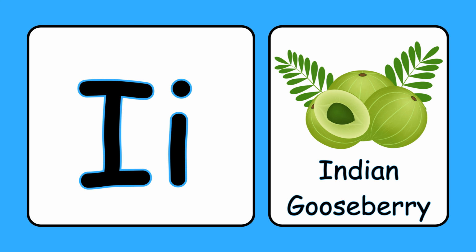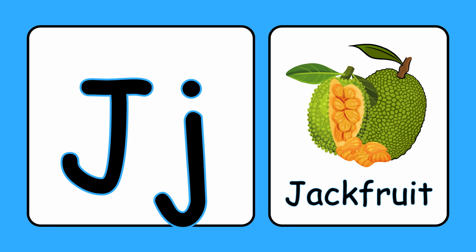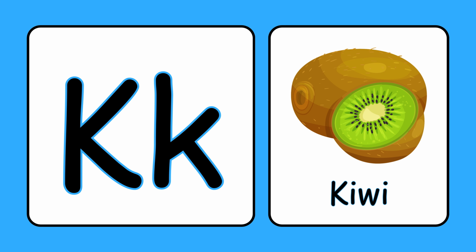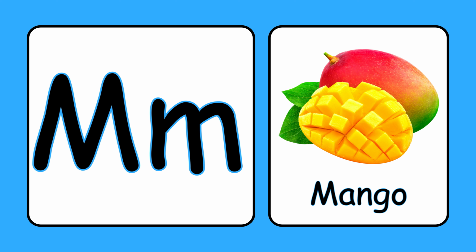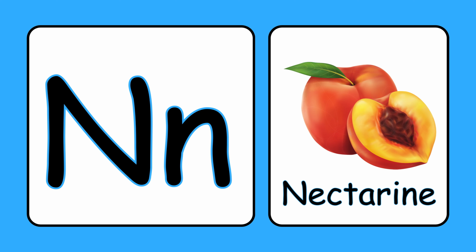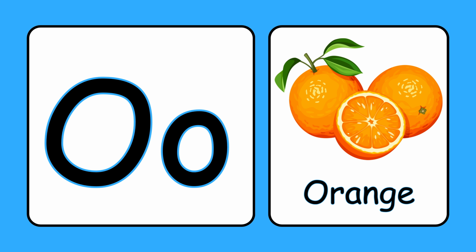I as in Indian gooseberry. J as in jackfruit. K as in kiwi. L as in lemon. M as in mango. N as in nectarine. O as in orange.